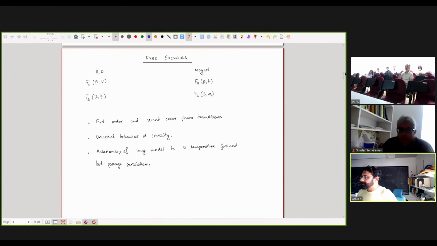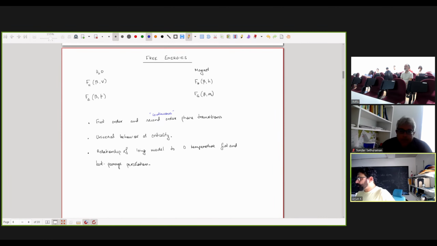Okay. As I said, we talked about these free energies. In the water case, there was a beta and there was a volume, or beta and a pressure. And in the magnetic case, there's a beta and an external magnetic field, and its dual quantity will be the internal magnetization. And we saw examples of first order, and it should not really be called second order, but we just call them continuous phase transitions now.